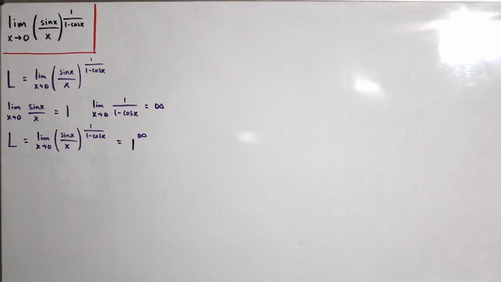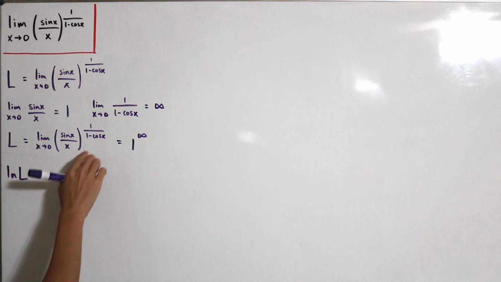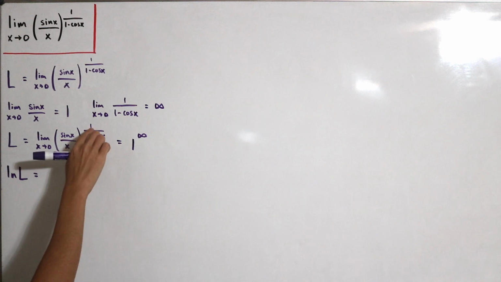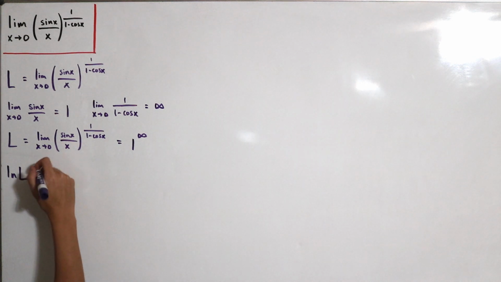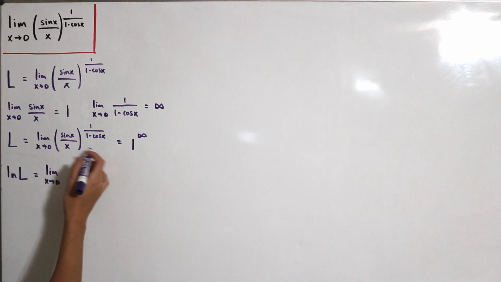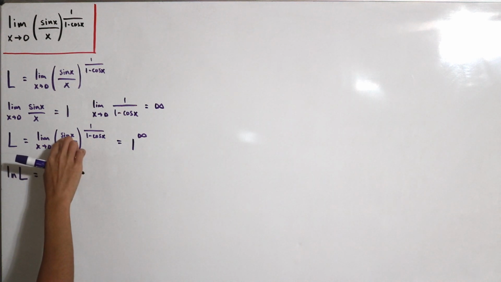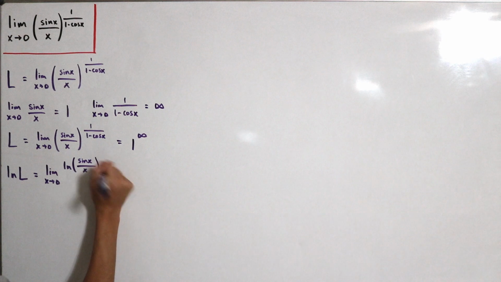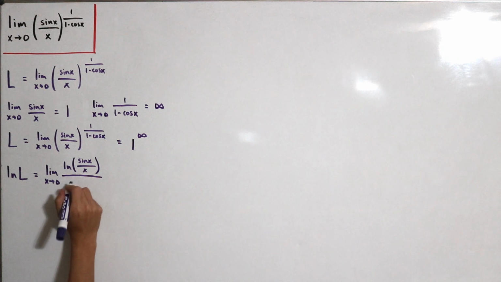So let's do some manipulation to our equation. Let's take the natural log of both sides. Taking the natural log of L, the exponent 1 over 1 minus cosine of x goes out to the front of the natural log. So it's still the limit as x approaches 0, with numerator the natural log of sine of x divided by x, and denominator 1 minus cosine of x.